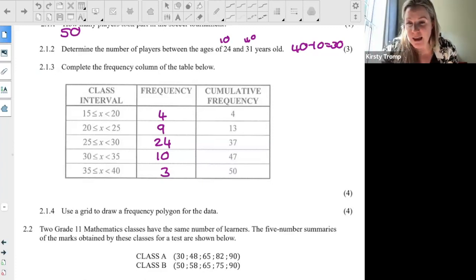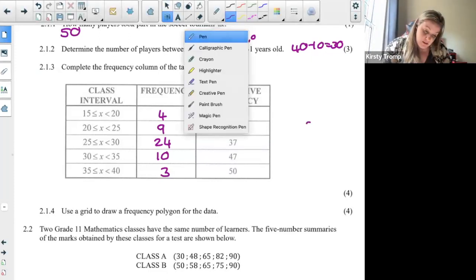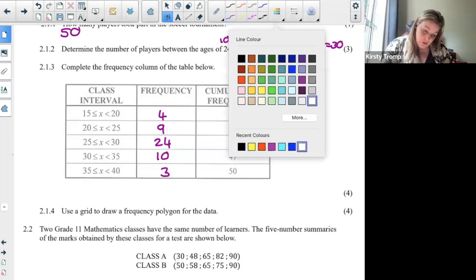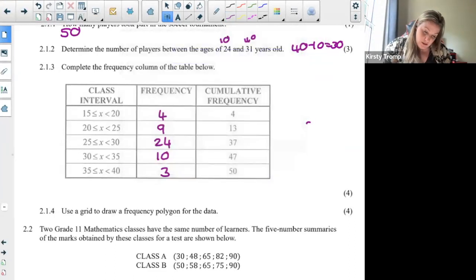While I'm inserting it, somebody's asking me, hey, ma'am, if they gave us only the frequency, how can you find cumulative frequency? So I'm going to show you that. Good question. So if they gave you just the frequency, how do you find cumulative frequency? So if your graph had to look like this, and there was no cumulative frequency, Puleng, I'm hoping this is what you're asking me. How do you then find the cumulative frequency?